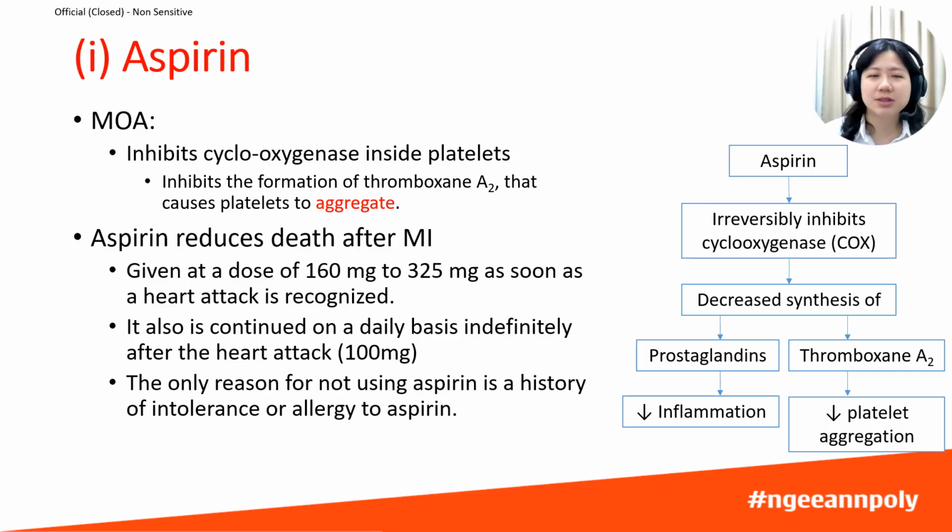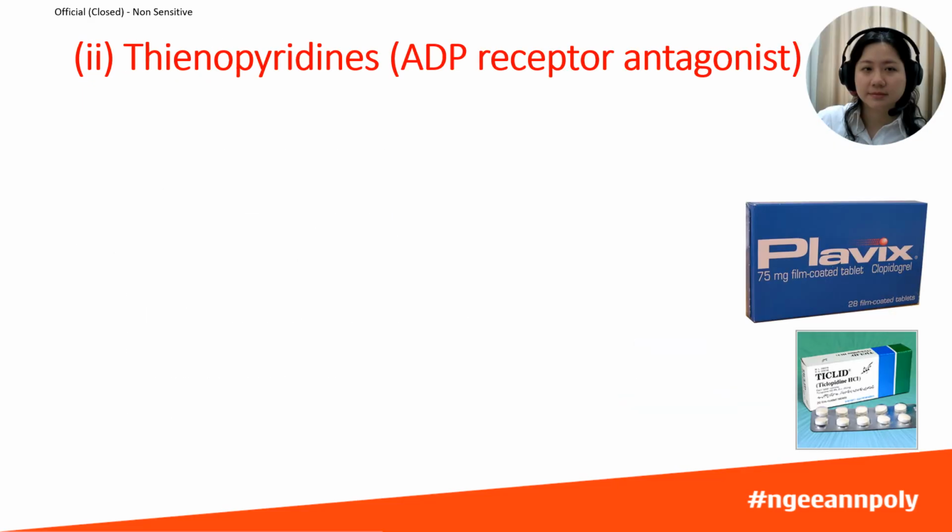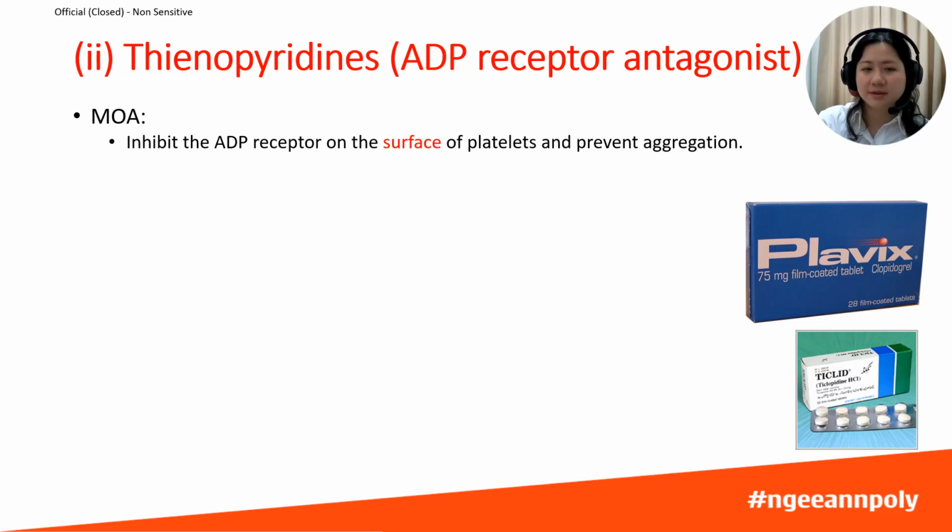Besides its use in the treatment of myocardial infarction, aspirin is also used in the treatment of ischemic stroke, where a blood clot forms in the brain. Another type of antiplatelets is thienopyridines, which are ADP receptor antagonists. During the formation of the platelet plug, activated platelets release chemicals such as ADP, which encourage aggregation. So these drugs inhibit the ADP receptor on the surface of platelets and thus prevent platelet aggregation.